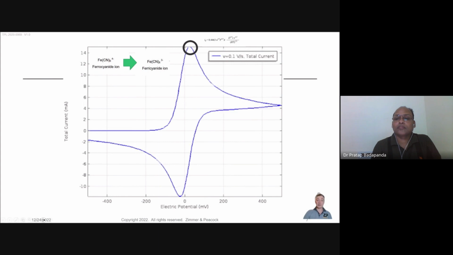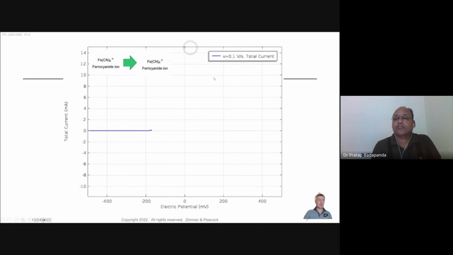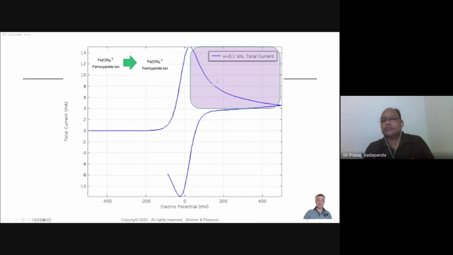Then we hit this peak, and this peak is really indicative that all of the ferrocyanide is now being consumed, and we hit this transport limited region where the current actually goes down. The reason this current goes down is because the ferrocyanide is having to diffuse to the electrode from an increasing distance from that electrode. In a couple of minutes, we'll be covering that in a bit more detail.